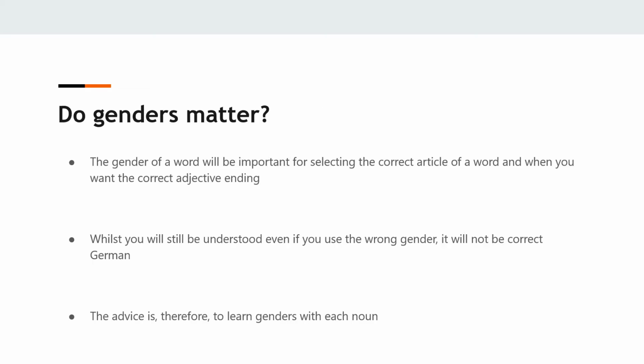So the very common question then that I get asked by students is, do genders matter? Well, you can generally still be understood even if you get the gender wrong. However, they do affect areas like adjective endings, and it also just means that your German would not be correct if you got the gender wrong. So I generally would always advise a student to make sure they learn a noun with its gender.